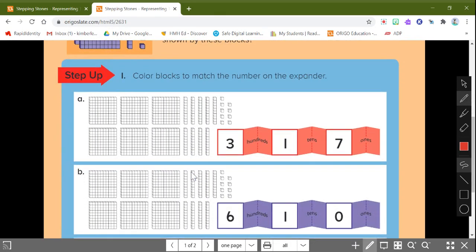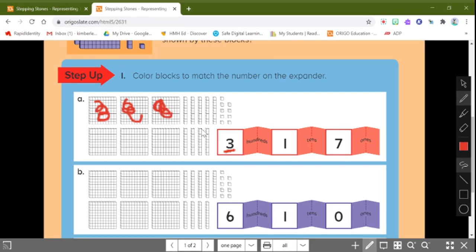Let's look down here. Color blocks to match the number on the expander. Hey, this is just what we were doing on the other page. So I'm going to look at my hundreds place first, and I'm going to color in, for my hundreds place, 3 blocks. So there's 1, 2, and 3. Now let's look at our tens place.